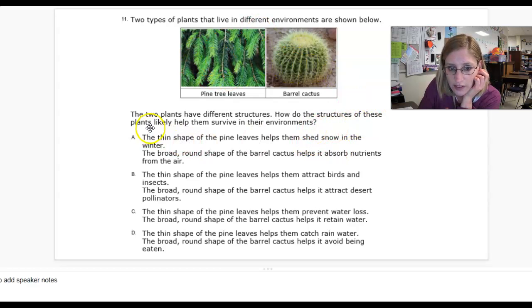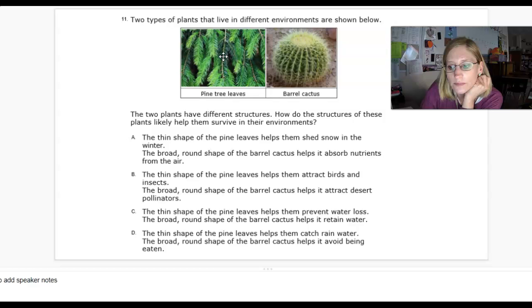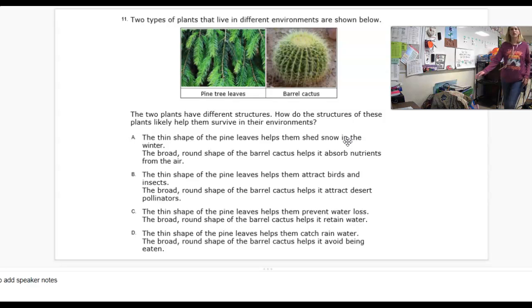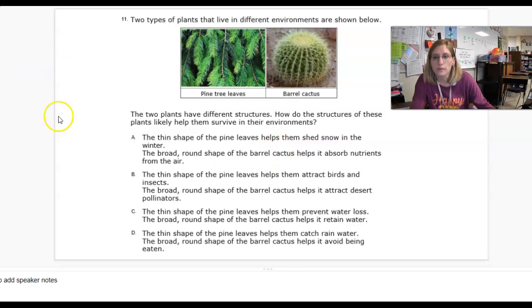Okay, how do structures of these plants likely help them survive in their environments? Let's take a look at each of these questions. A says the thin shape of the pine leaves, which are right here, help them shed snow in the winter. Do you think that they shed snow in the winter? No, I don't think so either. They don't really shed snow, right? So that doesn't seem right. They actually will pile on snow, and the branches are nice and thick and heavy to be able to keep the snow on them. But they're probably not going to shed snow.